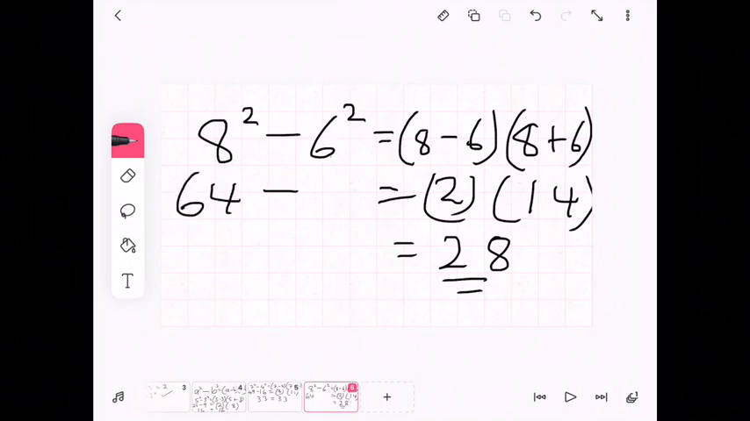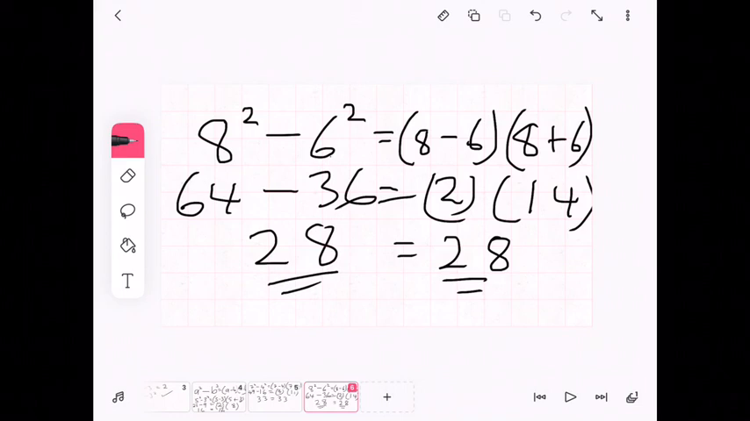8 squared gives us 64, minus 6 squared, which gives us 36. And yes, that also gives us 28. Okay, so in the next video, we will learn how to use difference of two squares in factorization.